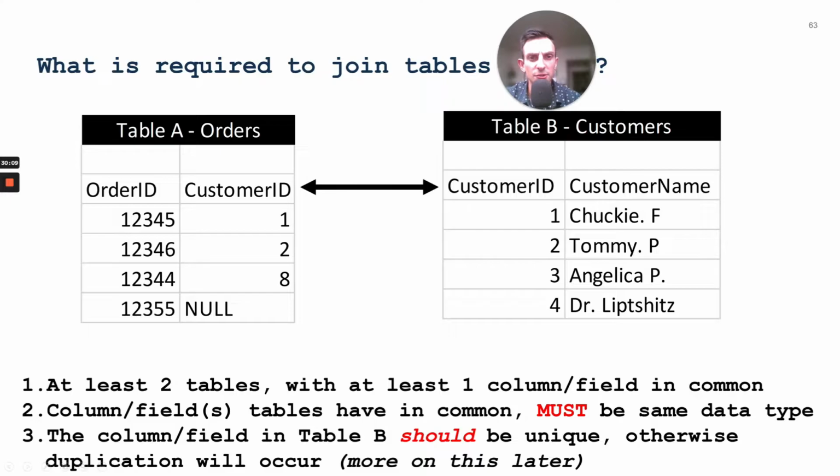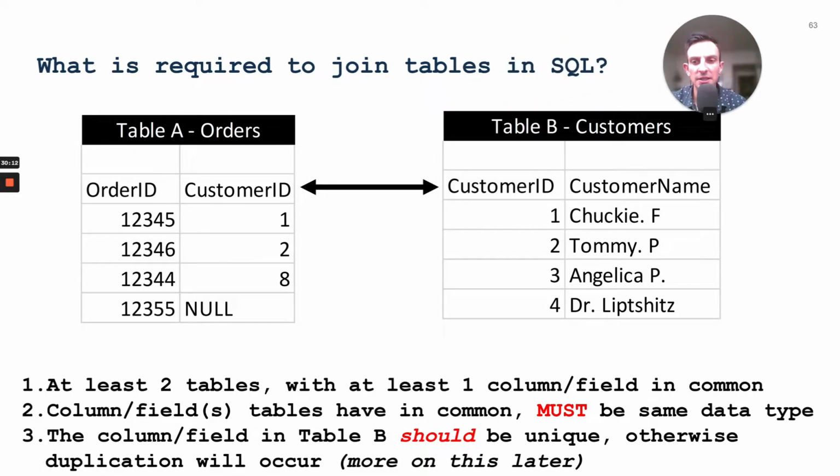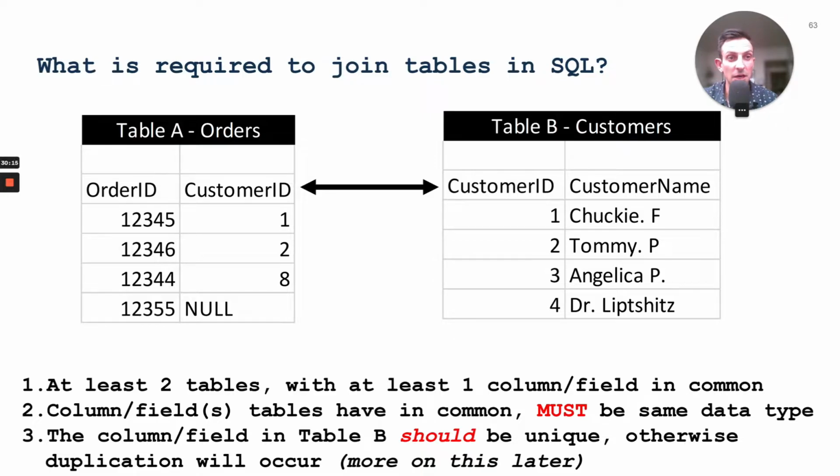So what's required to join two tables of data together? You need at least two tables with at least one column or field in common. So generally, it's the primary key joining to the foreign key of another table. I don't like to talk about primary and foreign keys right away, though. I just want conceptually to understand. You've got to get two tables to talk to each other, they've got to share a column in common, and it's customer ID in this case. And it must be the same data type. The column or field in the second table should be unique, otherwise duplication will occur. We'll talk about duplication in another class. But first, let's just talk about, I'm going to call these easy joins just to make us feel a little better about jumping into joins, because they can be very confusing.